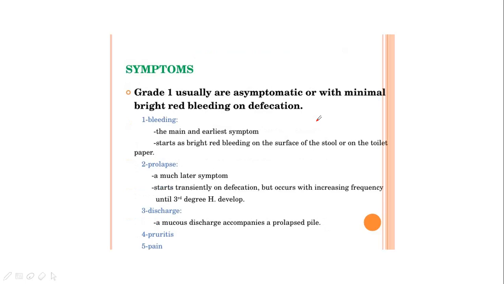It is a prolapse. So grade 1 is usually asymptomatic or with minimal bright red bleeding on defecation. So what would be the symptoms? The earliest symptom is bright red bleeding on the surface of the stool. Number 2, prolapse, a much later symptom. It starts transiently on defecation but occurs with increasing frequency until the third degree. Discharge, it can cause mucus discharge accompanied by prolapse. Pruritus and pain. These are the 5 main symptoms of hemorrhoids: bleeding, prolapse, discharge, pruritus and pain.